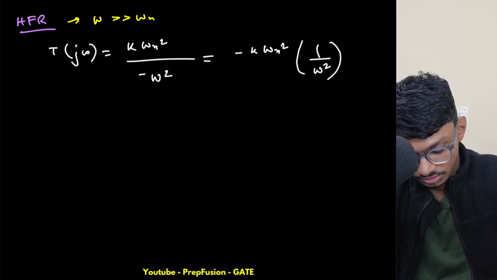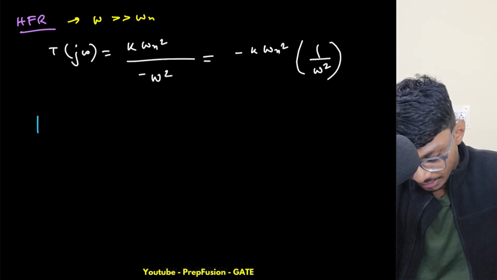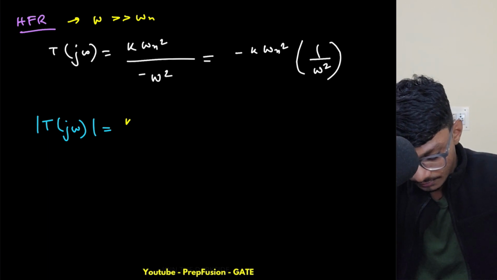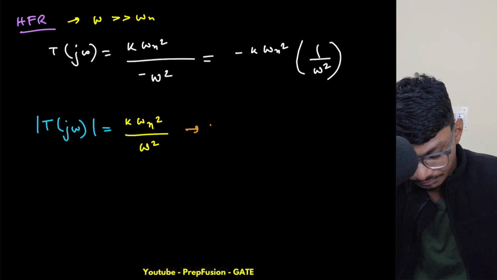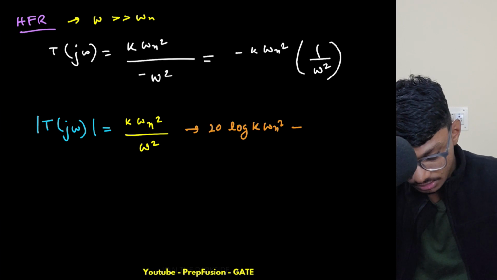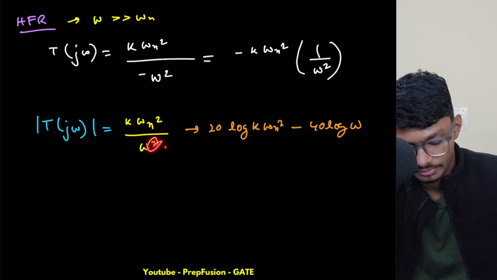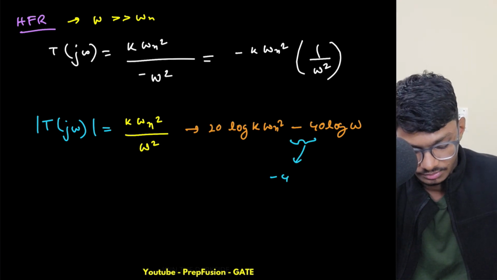But what about the magnitude? As there is a negative sign, while we are taking the magnitude, the negative sign will go away. So magnitude equals k omega n square by omega square. Okay, this is the magnitude. Now in dB scale, 20 log k omega n square, this is constant, minus 40 log omega, as the power 2 I have taken outside. So from here we can understand the slope is minus 40 dB per decade.